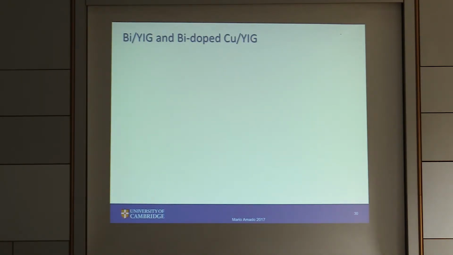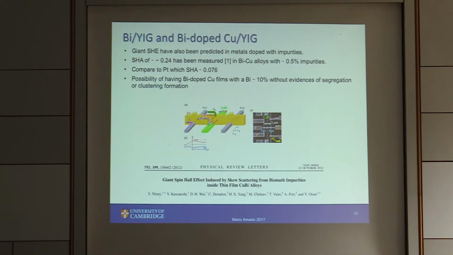Now we move to the bismuth YIG and bismuth-doped copper YIG. We started thinking also, now that we have YIG, why don't we use it for spin Hall effect measurements? So we got this paper, from Fert and Otani, in which in 2012 they were studying this giant spin Hall effect in copper bismuth alloys. In these copper bismuth alloys, they observed a giant spin Hall effect that could be as high as 0.24 in angle with 0.5% of impurities.